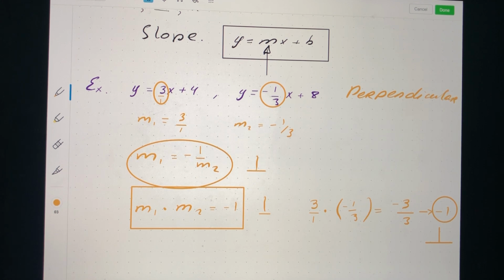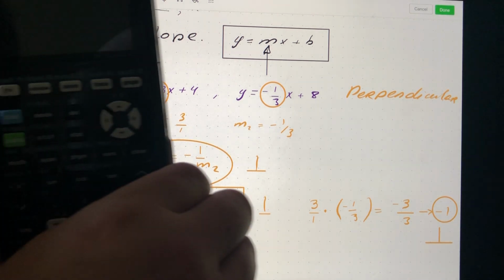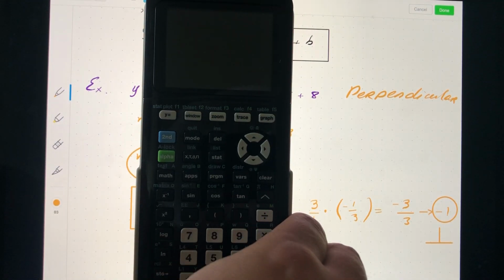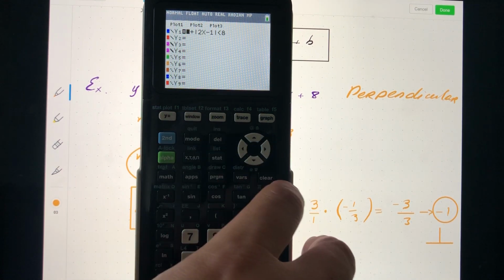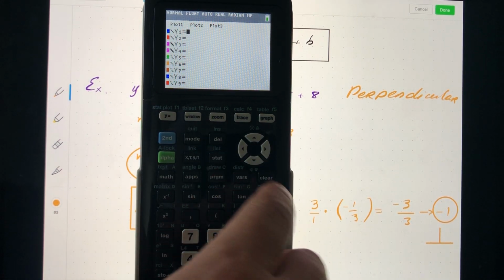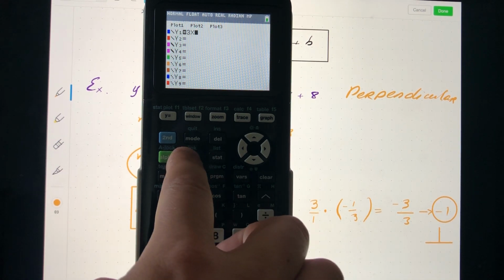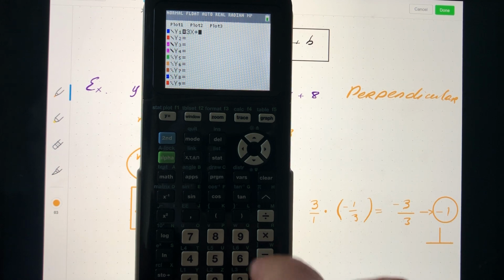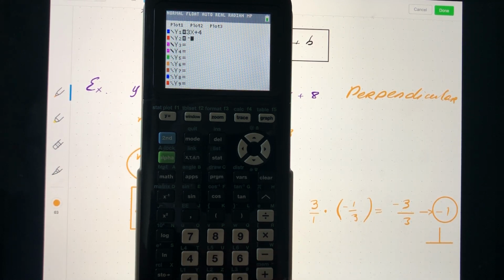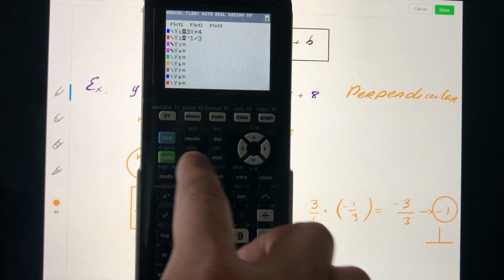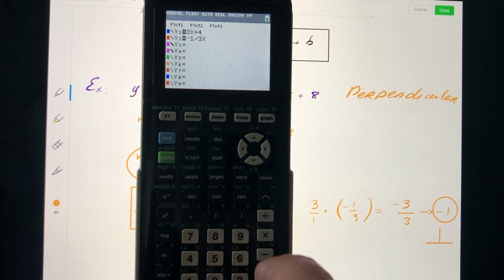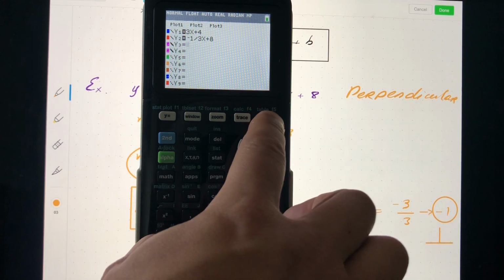Now, with a calculator, this is one of the limitations of the graphing calculator. Let's make a sketch and look at the picture. So here is the old equation. Let's type in the first. We have 3x plus 4, and the second equation is negative 1/3 x plus 8. So let's have a look at the picture.